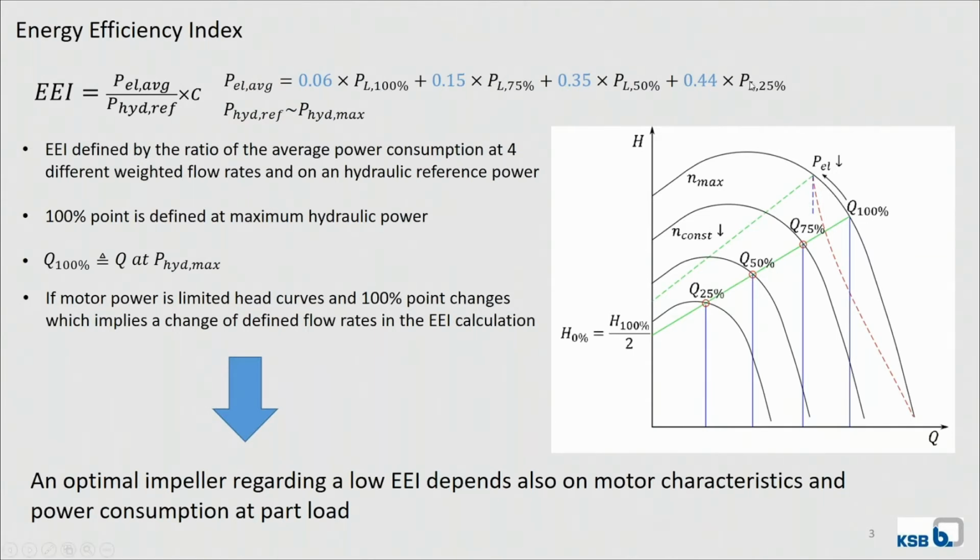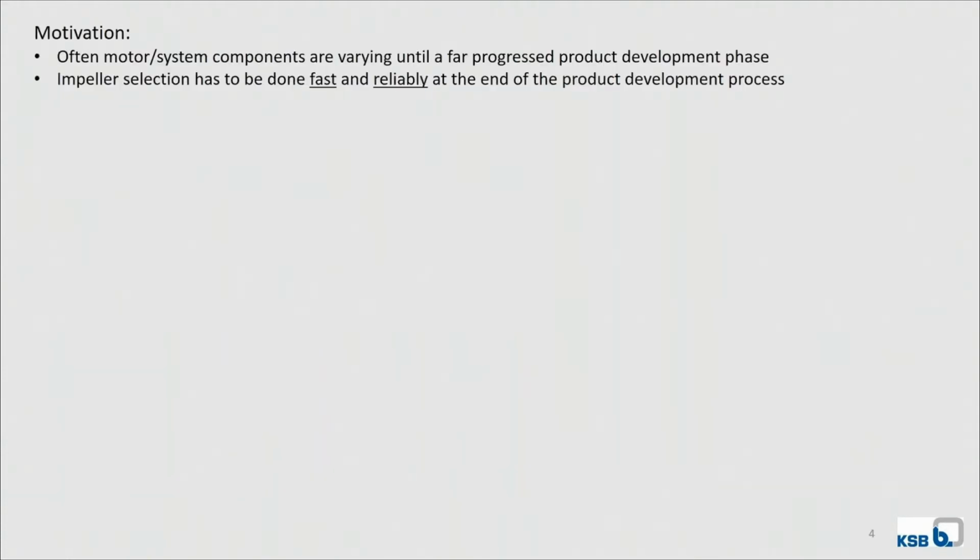Yeah, and one thing to mention is that the weighting for the low flow rate of 25% is the highest. That means part load here in this case is taken into account for this energy efficiency index. Okay, now to the main motivation here.